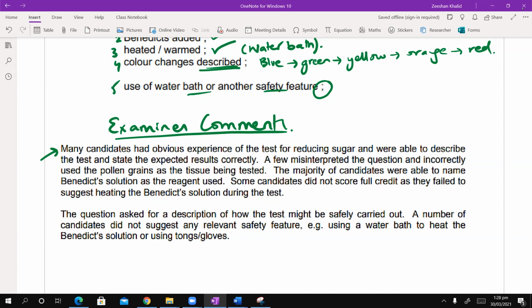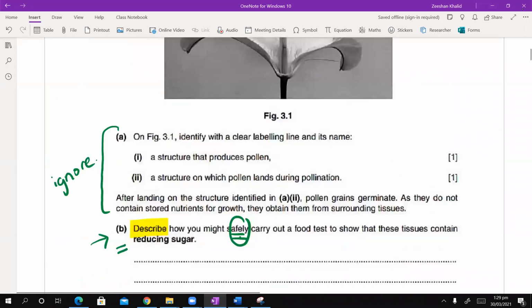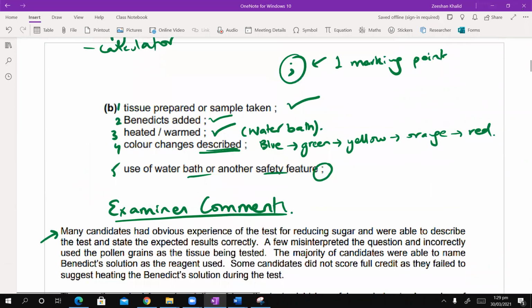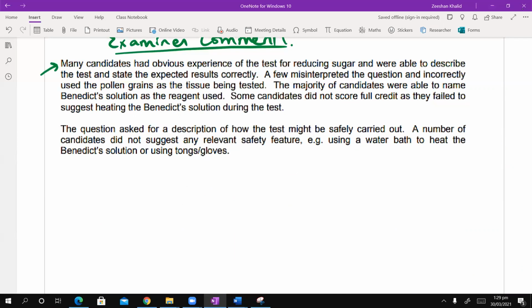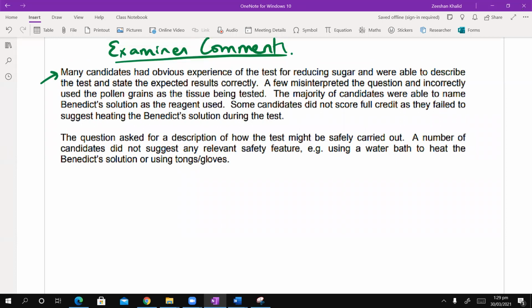A few misinterpreted the question and incorrectly used the pollen grains as the tissue being tested. Pollen grains नहीं है, वो flower का हिस्सा हमने करना है. Of course, मैं उस detail में गया नहीं because the point is not to go into details of flowers, but the point is to go into details of how are we testing. The majority of candidates were able to name Benedict solution as the reagent used. See, so it's important कि आप reagent का नाम लें.